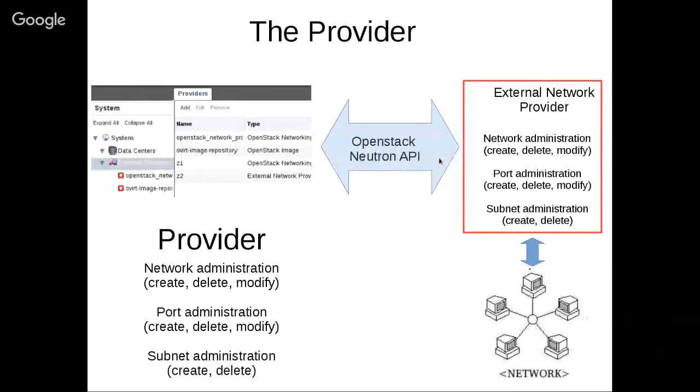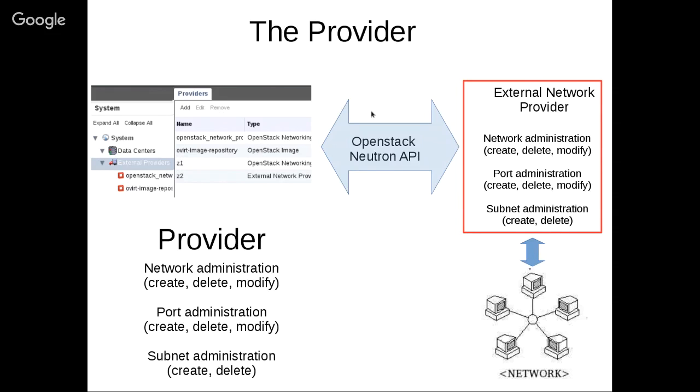The provider is responsible for the administration of external networks and its related entities such as ports and subnets. It exposes a REST API, which allows the engine to create, delete, and modify networks, ports, and subnets. The information about the external entities is kept on the provider. The oVirt engine only keeps stub objects identifying the external entities.